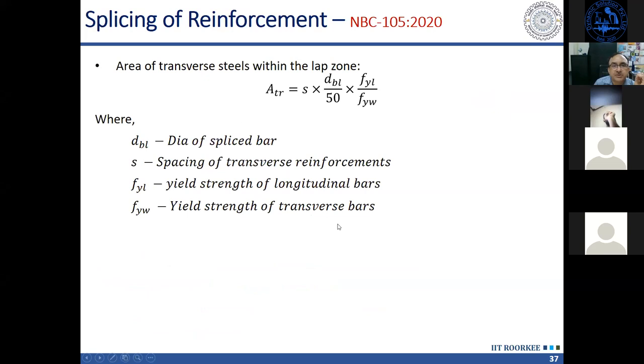And the area of the transverse reinforcement is given in NBC 105. Using this expression, you can calculate the size of the hoop bar, the bar which is making the hoop. That size you can obtain using this.